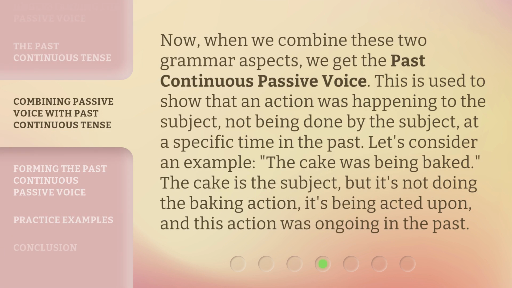Now, when we combine these two grammar aspects, we get the past continuous passive voice. This is used to show that an action was happening to the subject, not being done by the subject, at a specific time in the past. Let's consider an example. The cake was being baked. The cake is the subject, but it's not doing the baking action, it's being acted upon, and this action was ongoing in the past.